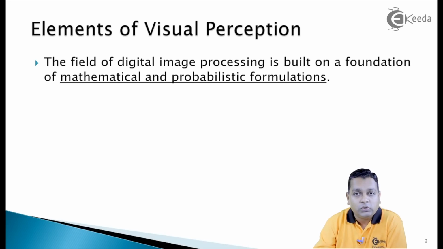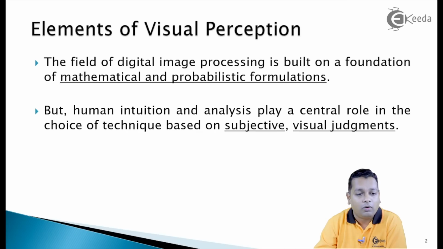Regarding elements of visual perception, the field of digital image processing is built on the foundation of mathematical and probabilistic formulations, but human intuition and analysis play a central role in the choice of the technique, based on subjective or visual judgments. We always have a scope to judge which image processing technique is better, and that is still done by subjective methods or visual judgments by the bare eyes.